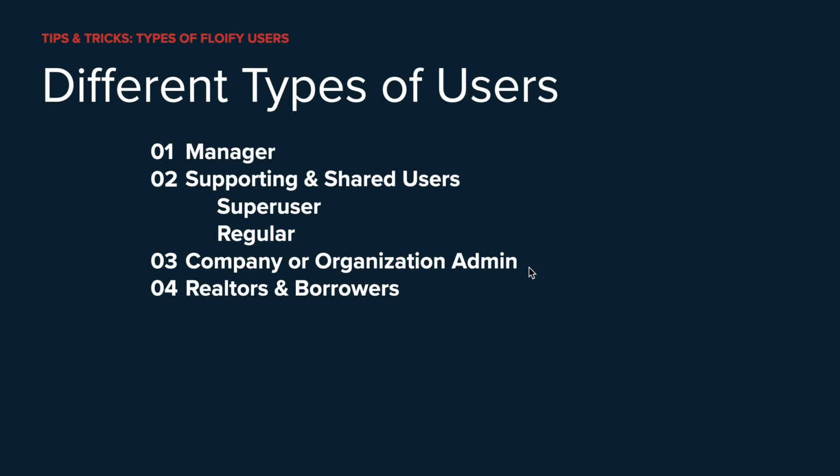Third, we'll be going over the organization and company admin. These are users that have access to the company or organization dashboard. So this basically means that they have access to all of the users that belong to that company and dashboard, as well as all of the settings. So any settings overrides that you want to create, these would be those users that have access to it. It's basically the highest level of access that you can have in Floify. And then last, we'll be going over briefly just touching on those realtor and borrower accounts and users.